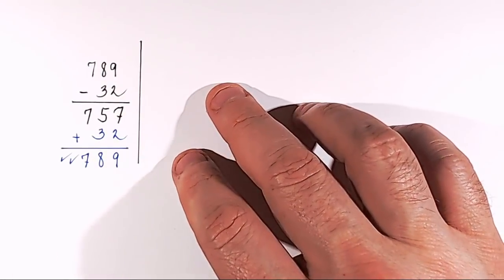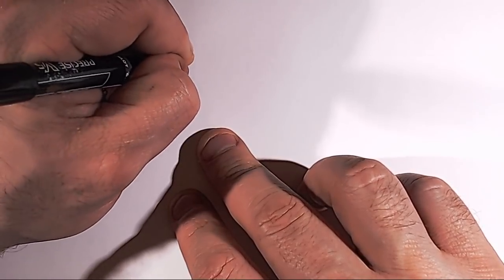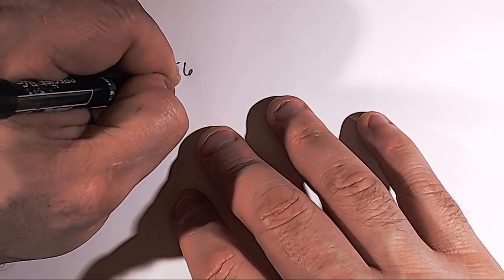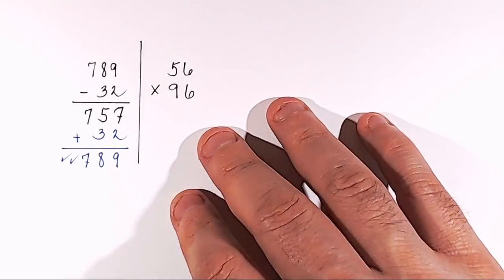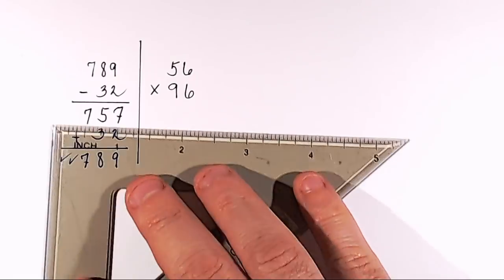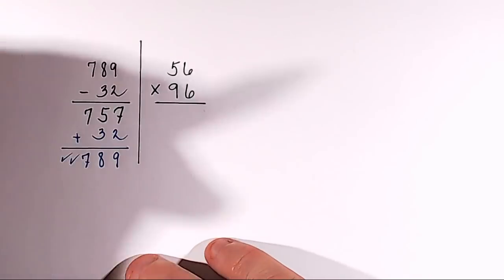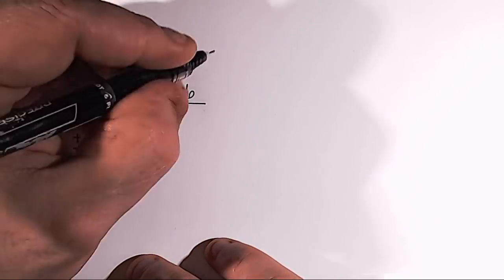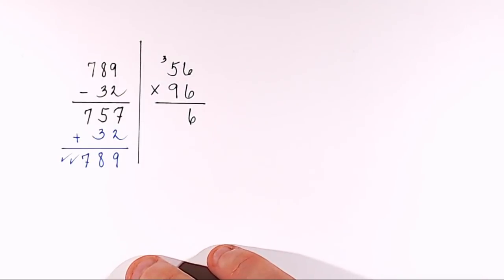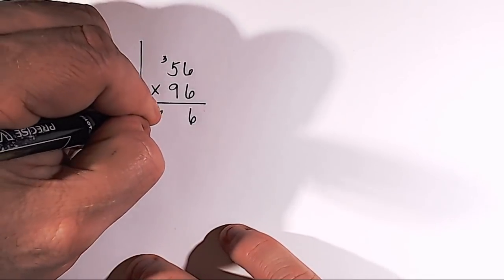All right, moving on. The next question, you are asked to find the product of 56 and 96. So 56 times 96. Doing this multiplication right here, 6 times 6 is 36. We just write the 6 and we put a little 3 up here. 5 times 6 is 30, plus 3 is 33.